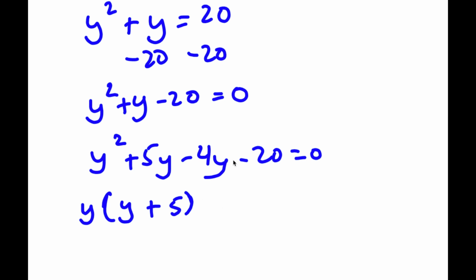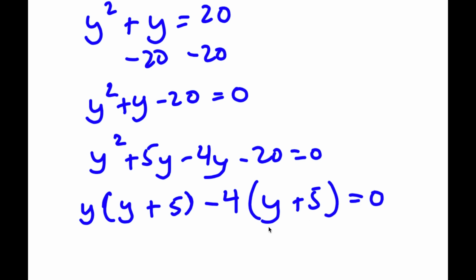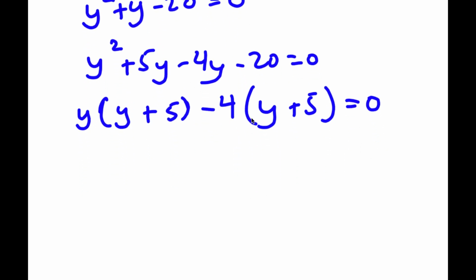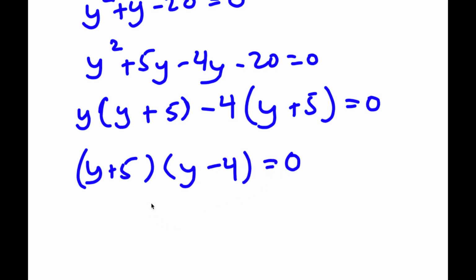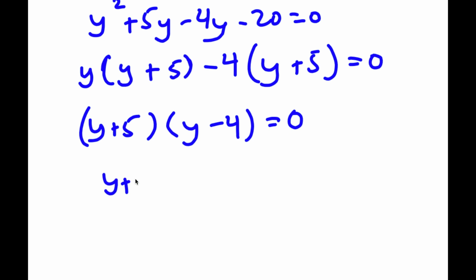And now from negative 4y minus 20, the greatest common factor is negative 4. So if I factor out negative 4, I get negative 4 times, negative 4y divided by negative 4 is y, negative 20 divided by negative 4 is positive 5. Now from this, if I factor out y plus 5, I get y plus 5 times y minus 4. And this gives me two equations: y plus 5 is equal to 0, or y minus 4 is equal to 0.